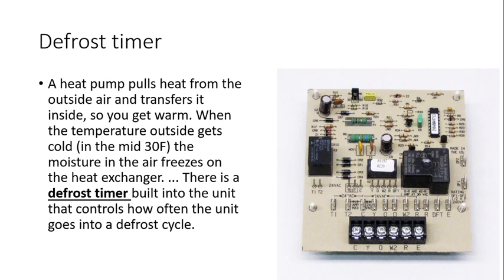Defrost timer. This is something that's built into mostly heat pumps when we talk about air conditioning. When it's in heating cycle, the outside coil can freeze up. This is something that turns it off and reverses direction of the refrigerant to heat up the outside coil to melt off ice. But this is something you'll be real familiar with soon.